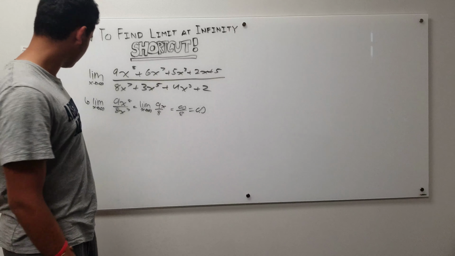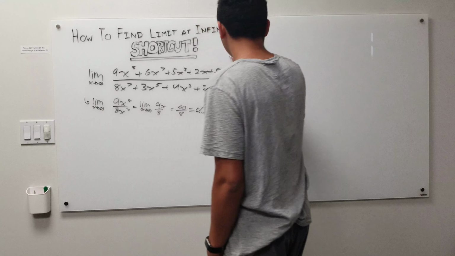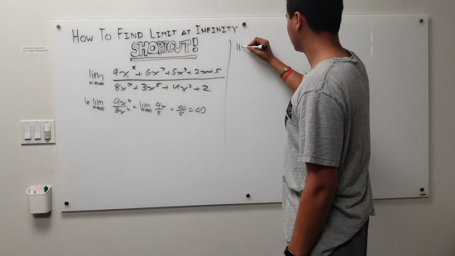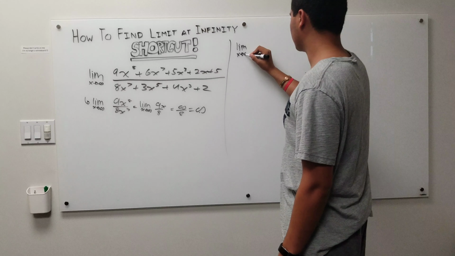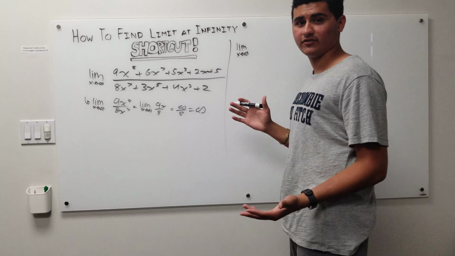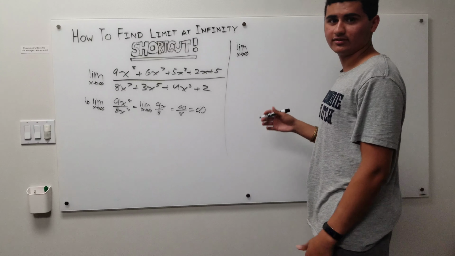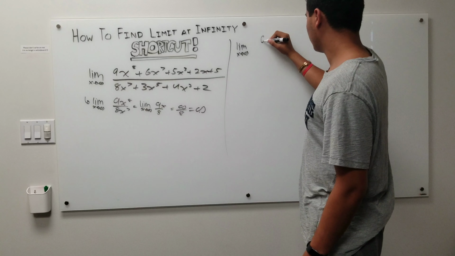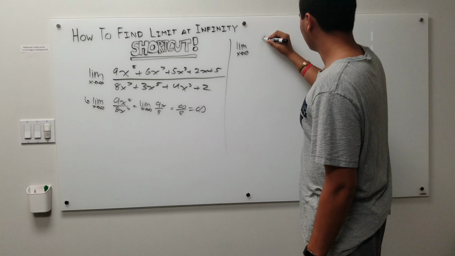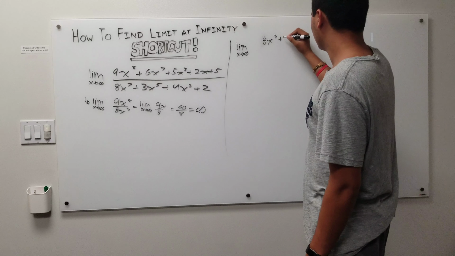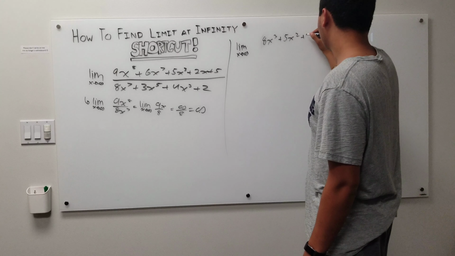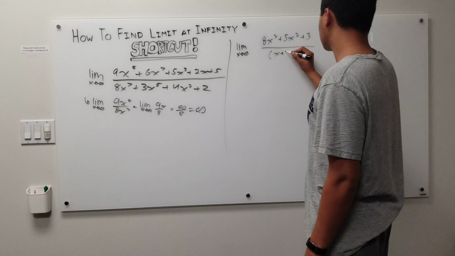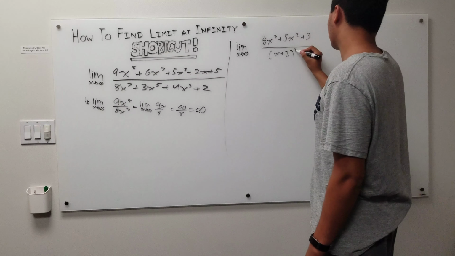You can have other various problems. Let's say you're given the limit as x approaches infinity. And by the way, this is not only for infinity, this also goes for negative infinity. I'm just using positive infinity for simplicity. Limit as x approaches infinity of, let's say, 8x cubed plus 5x squared plus 3 divided by (x plus 2) to the power of 3.